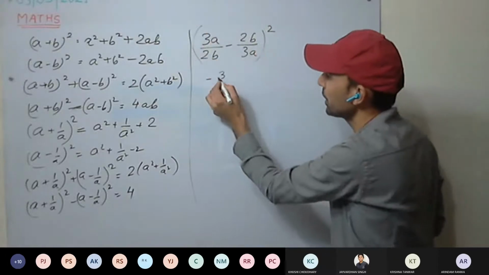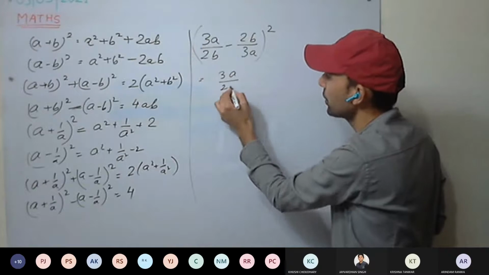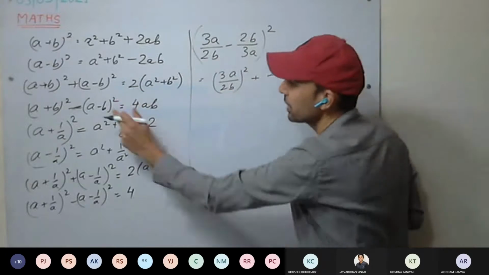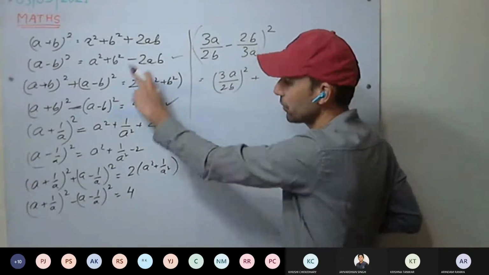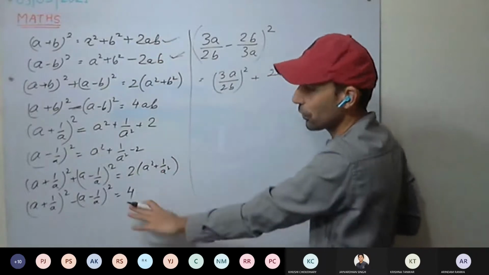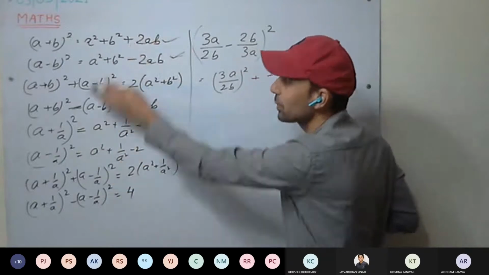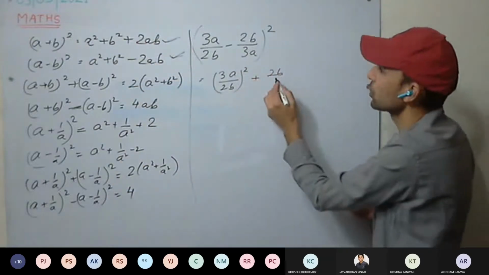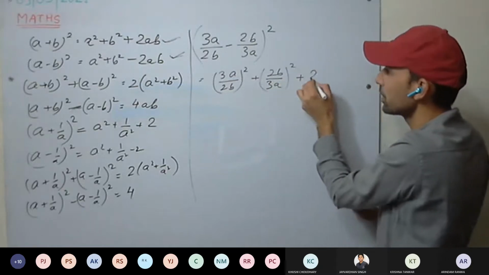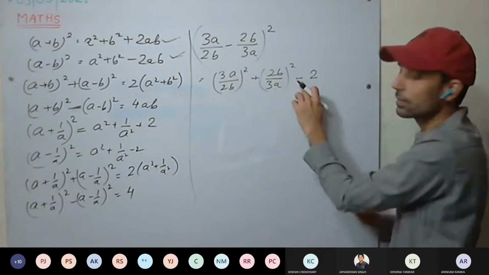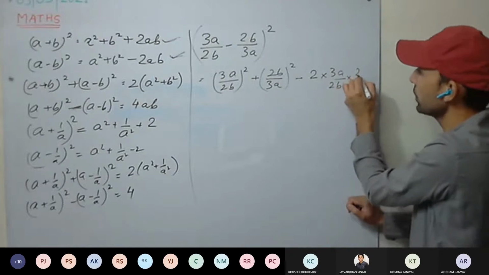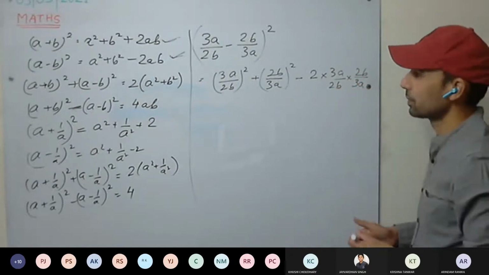Expand them. It will be (3a upon 2b) the whole square plus (2b upon 3a) the whole square, and here it will be minus 2 into 3a upon 2b into 2b upon 3a. See here, these two equations are the basics for them all. Okay. These all have been derived from them.